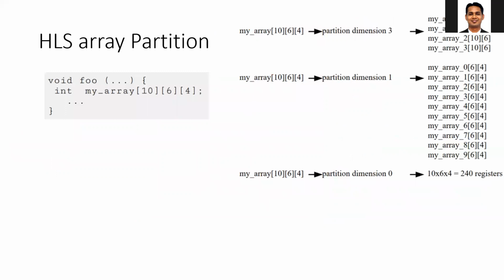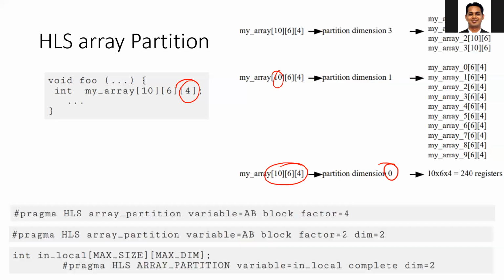In case of the multi-dimensional array, depending upon which dimension you mention, you get the corresponding output. For example, here, if you partition over dimension 3, you get 4 arrays of 2D. If you partition on dimension 1, you get 10 2-dimensional arrays of size 6 cross 4. And when you mention dimension 0, you get each individual element separately. Okay, so these are the examples which you can make use of.